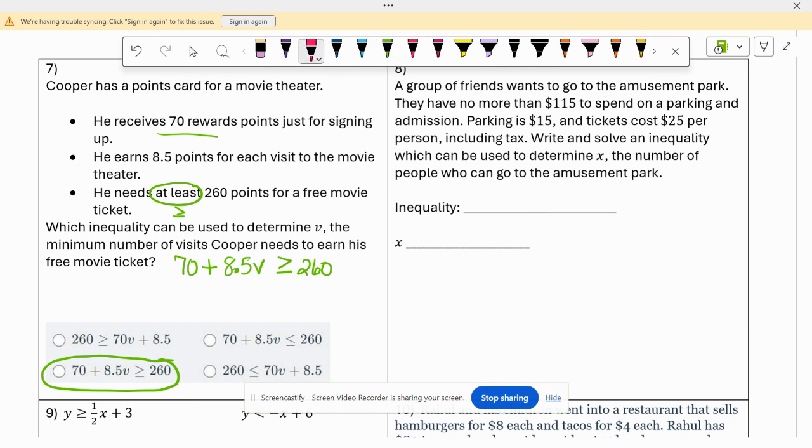Okay. All right, we're going to recycle the sticks. A group of friends wants to go to the amusement park. They have no more than $115 to spend. How do I show no more than $115, Gianna? Inequality wise, no more than $115.